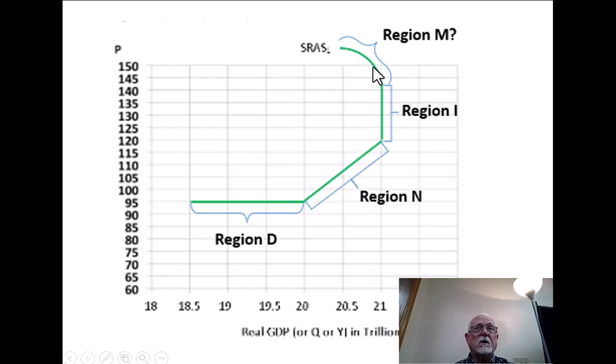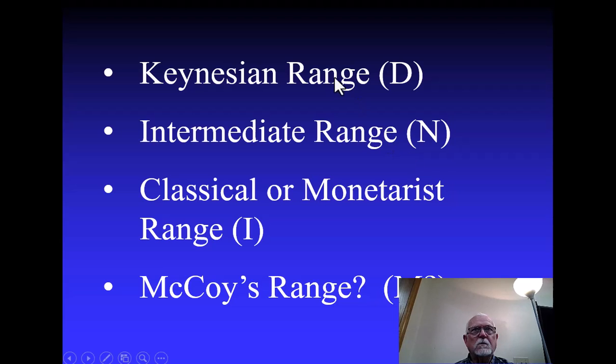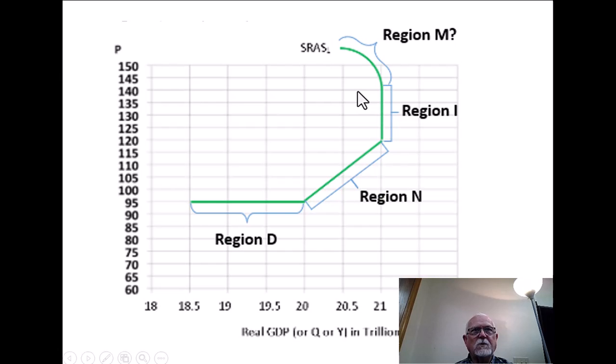And then this region right here, you don't see this in any textbook. This is my own idea of a backward bending short run aggregate supply curve. Let me explain what's going on here. This flat portion is sometimes called a Keynesian range. Let me go ahead and go there. So this is often called the Keynesian range.